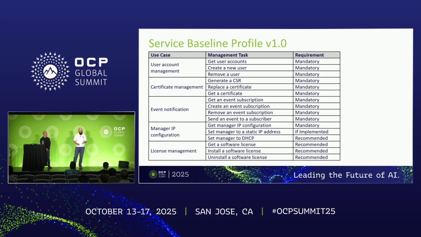Then you have all of your manager IP configuration types of changes. This is to ensure that when you have a service that you've provisioned, you are going to be able to let your user discover and configure its IP address. Licensing management is not mandatory. It's recommended if your product happens to have licensed features. So if you do have the capability of installing a software license, then you would need to implement the license management portions of the data model.